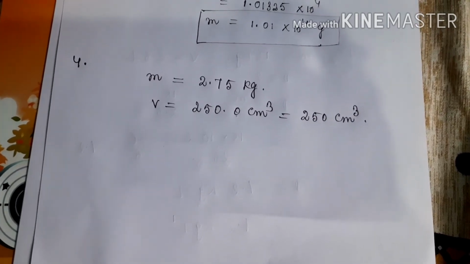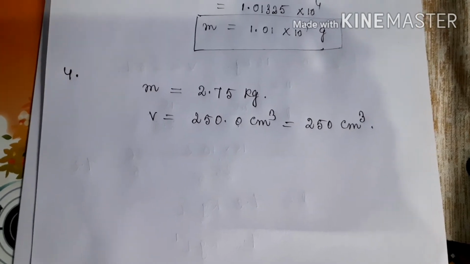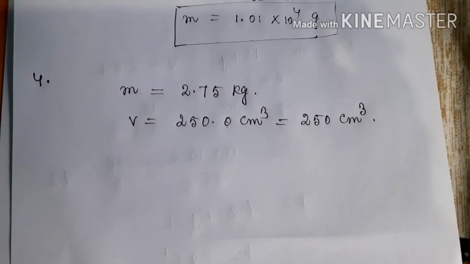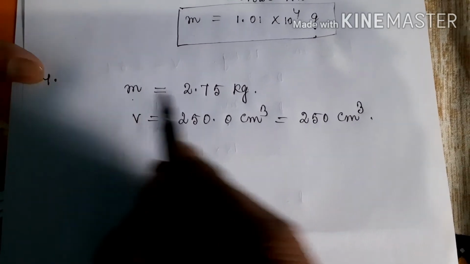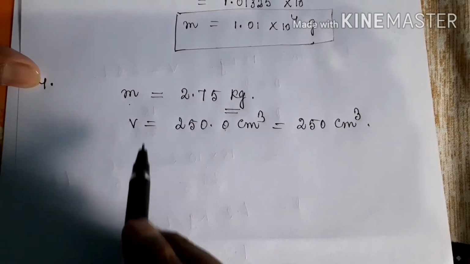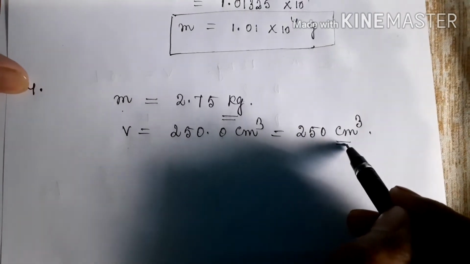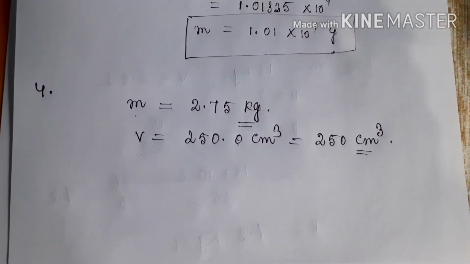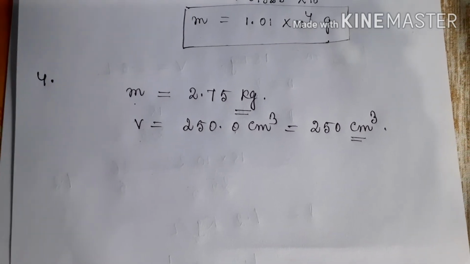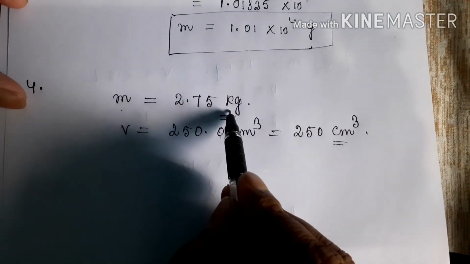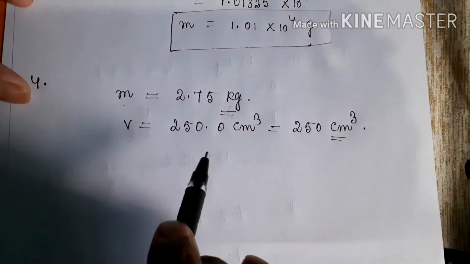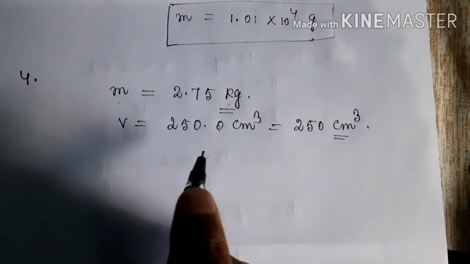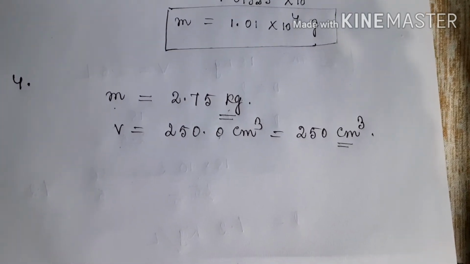Here, if you notice, both these two units are not the same. Mass is given in kilogram and volume is given in centimeter cube. So if you want the unit of density in gram per centimeter cube, then you have to convert this kilogram into gram first. How much do you have to multiply or divide with?